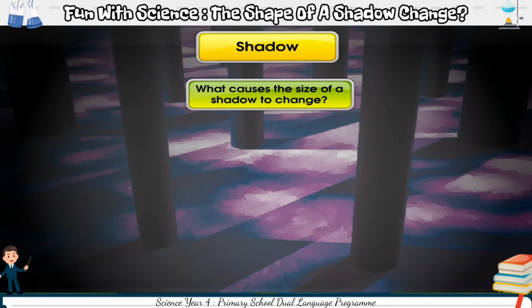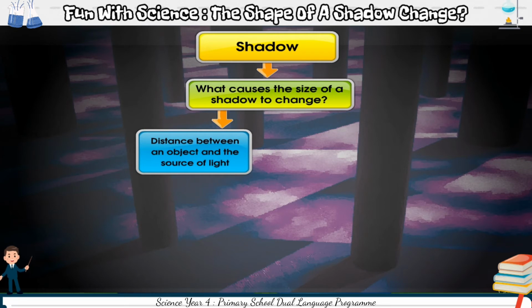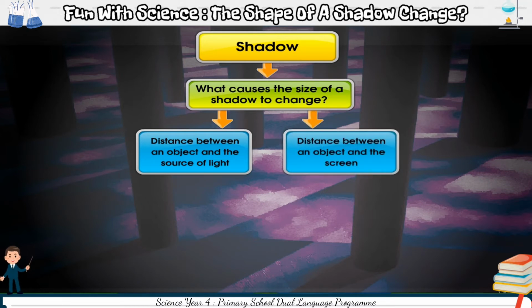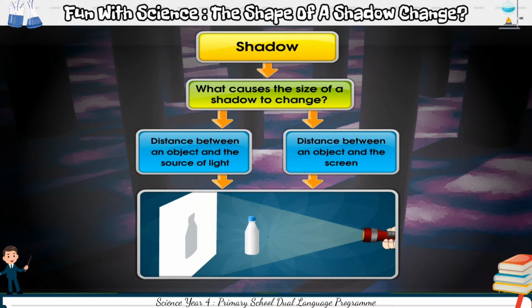In the previous lesson, we designed a fair test to find out what causes the size of a shadow to change. The size of a shadow varies depending on the distance between an object and the source of light. The size of a shadow also varies depending on the distance between an object and the screen. When the distance between an object and the source of light decreases, the size of the shadow increases. When the distance between an object and the screen decreases, the size of the shadow decreases.